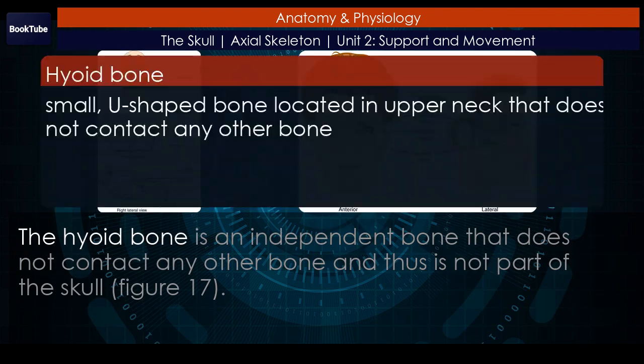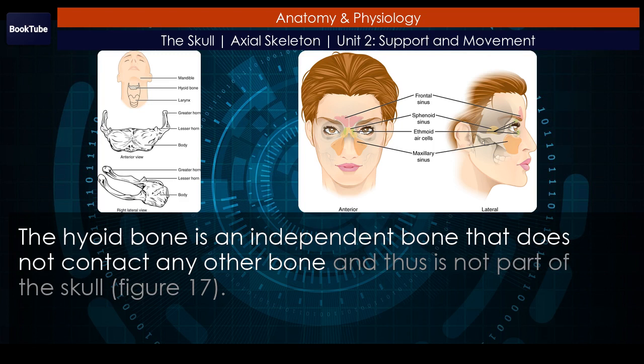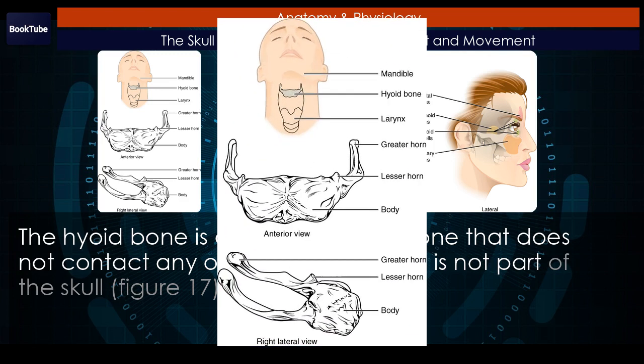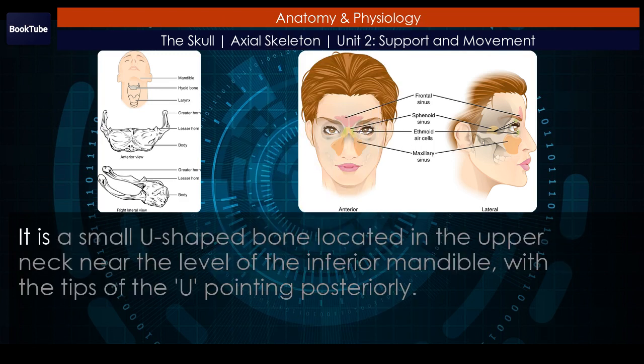The hyoid bone is an independent bone that does not contact any other bone and thus is not part of the skull. Figure 17. It is a small U-shaped bone located in the upper neck near the level of the inferior mandible, with the tips of the U pointing posteriorly.